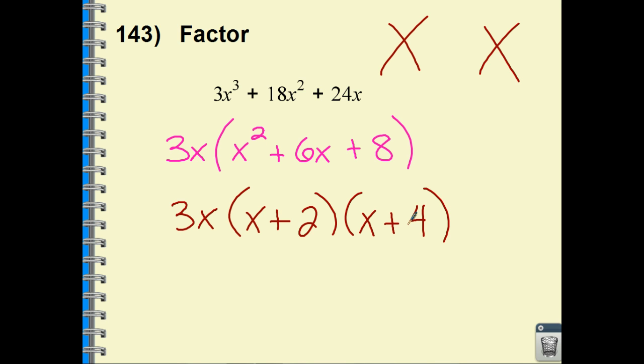So you're factoring out the most amount of x's and the greatest common factor, which happened to be 3, and then you keep working all the way down to its lowest factored terms. Okay, that is it for this back page of the packet.